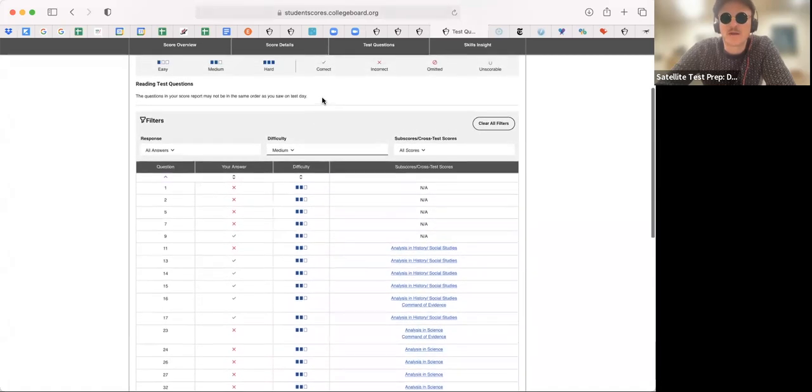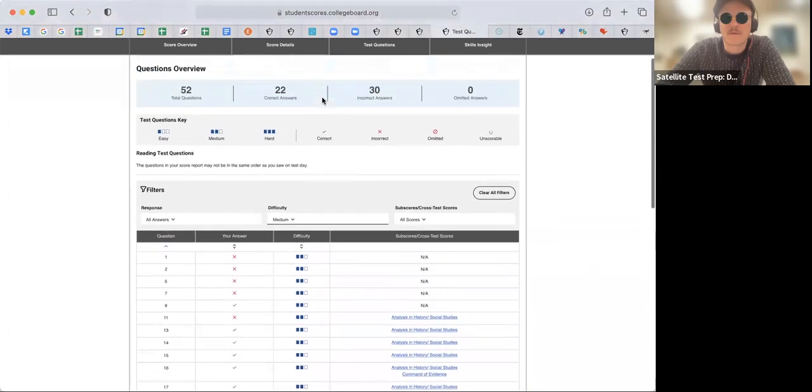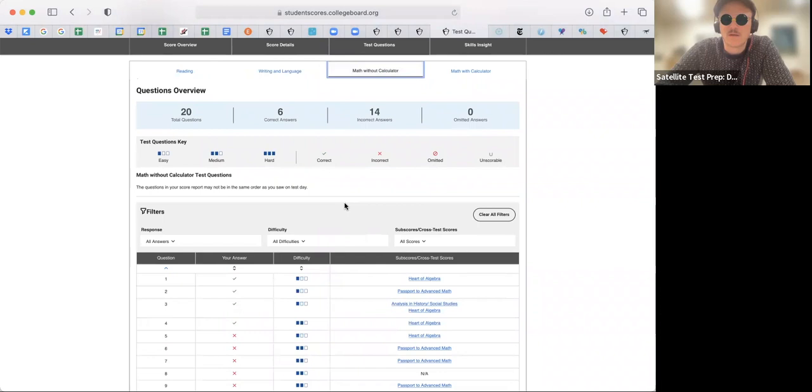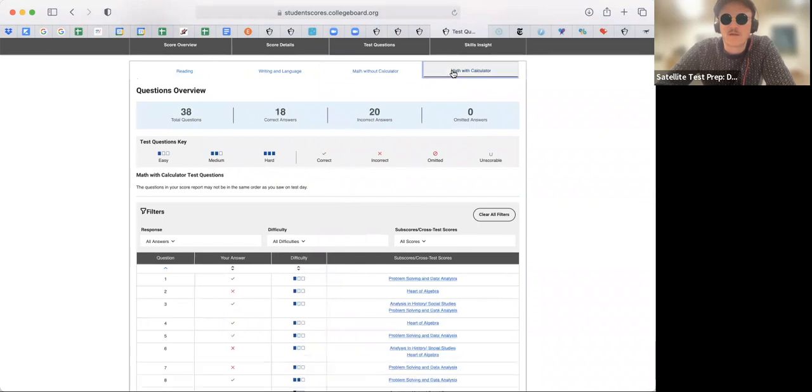So I'm looking at it right now for, what am I looking at? Reading, right? But if we go to writing and language, same thing. Shows you those questions. Math without the calculator, same thing. And math with calculator, same thing. Don't forget about these filters to help you understand, you could break it down according to that.